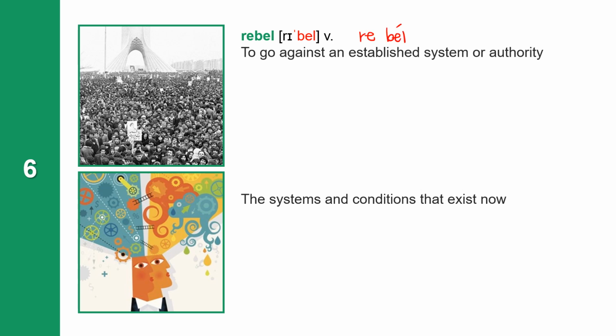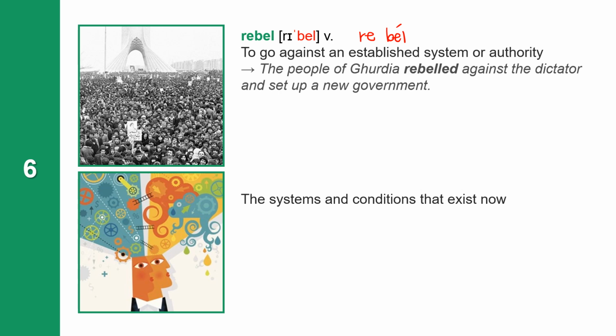R-E-B-E-L. Accent the second syllable. Rebel. Rebel means to go against an established system or authority. The people of Guardia rebelled against the dictator and set up a new government. Rebel. The last one: the systems and conditions that exist now.